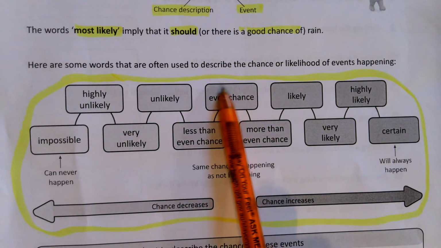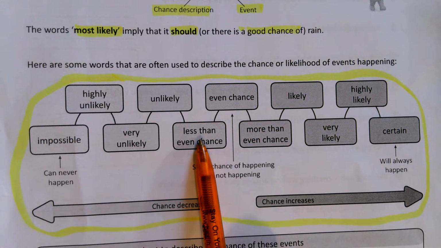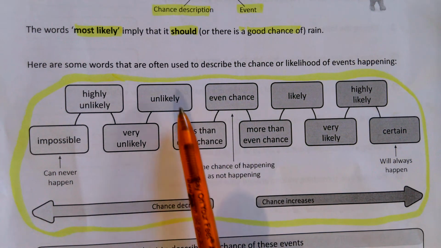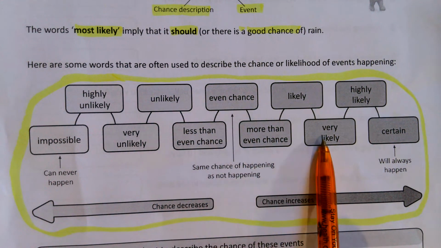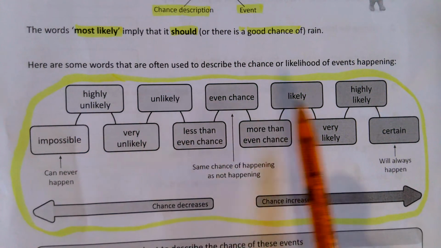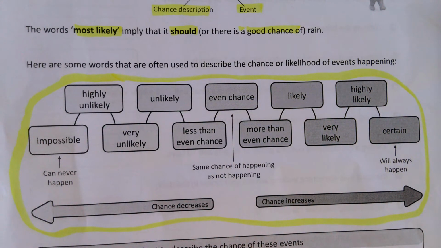And an even chance is right in the middle. That means it's exactly the same chance for both of the events. So it's less than even or more than even. Unlikely to likely, very unlikely, very likely, highly unlikely, highly likely, right through to the impossible and certain. This is a very good diagram to use. If you have a copy of it, you might like to cut it out and glue it into your book, or even write it out again.